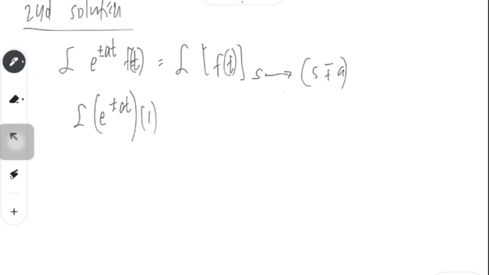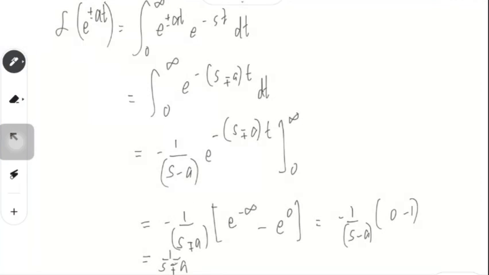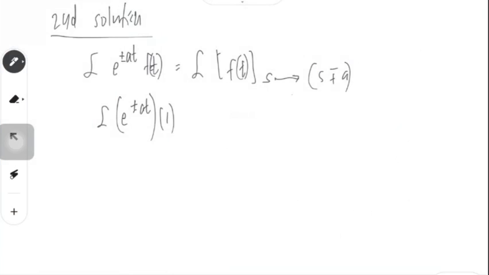Balik tayo dito sa given problem. Ayan. We are interested on the Laplace transform of e to the plus or minus at. And if we're going to apply theorem number 2, the function of t turns out to be 1. I hope you can follow. If we're going to compare, we can conclude that the function of t is equal to 1. So what we have to do is simply take the Laplace transform of 1. And the Laplace transform of 1 is 1 all over s.